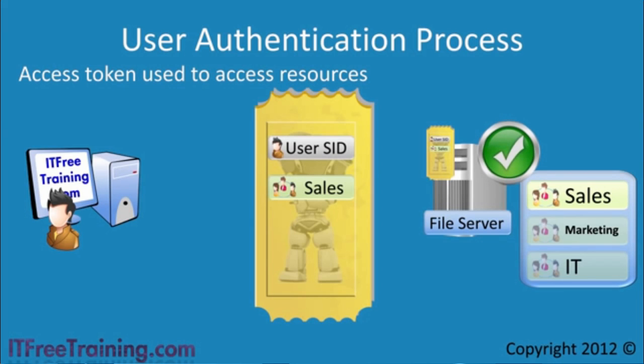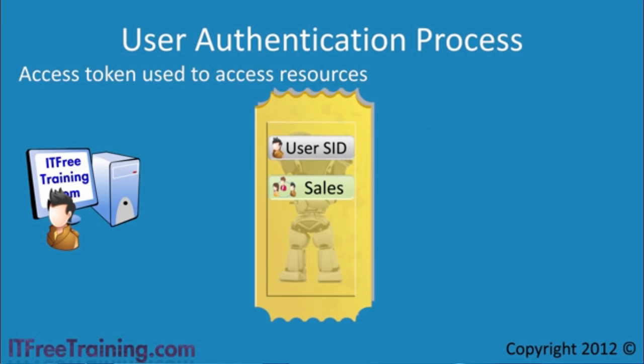You may be asking yourself, what would happen if the user was removed from the sales group after the token had been generated? The answer is the user would still have access because the security token contains the SID for the sales group. The same applies if the user was added to, say, the marketing group after the token was created. The user would not have access to any of the marketing files because the security token does not contain the SID for the marketing group.